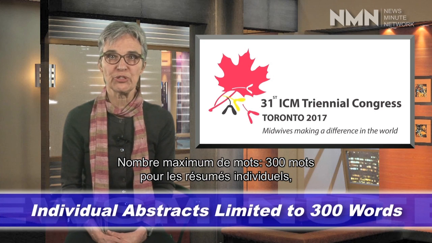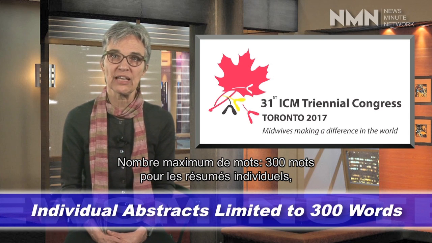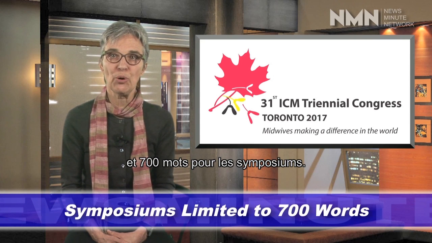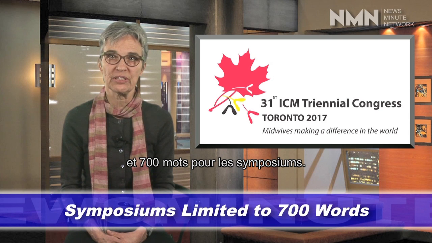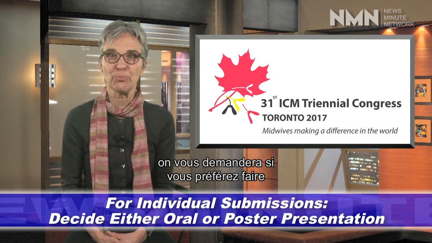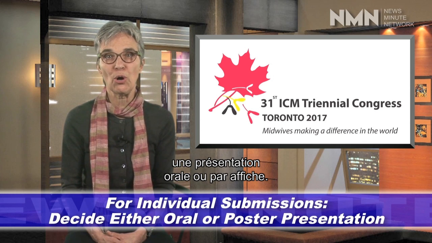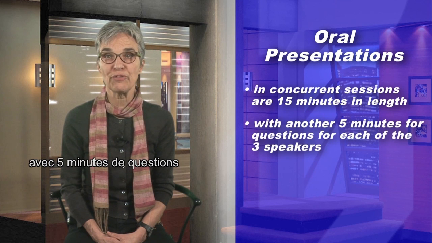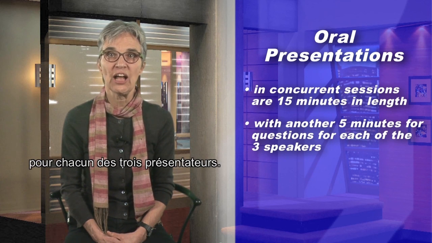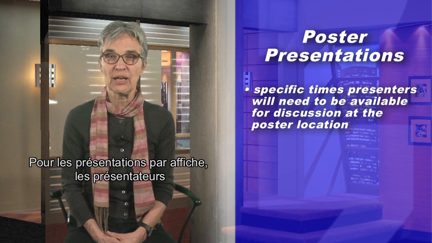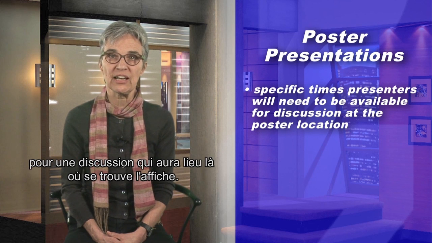Note that individual abstracts are limited to 300 words. A skills workshop abstract can be up to 400 words, and a symposium is limited to 700 words. For individual submissions, you will be asked to decide if your preference is to do an oral or a poster presentation. Oral presentations in concurrent sessions are 15 minutes in length, with another 5 minutes for questions for each of the 3 speakers. For posters, there will be specific times presenters will need to be available for discussion at the poster location.